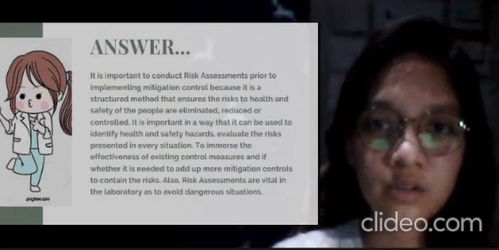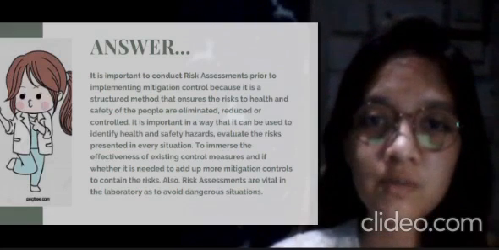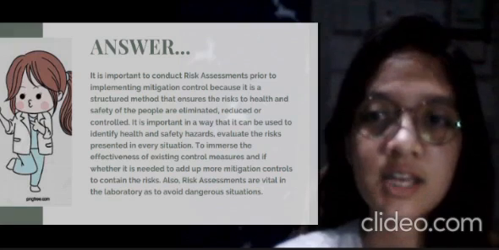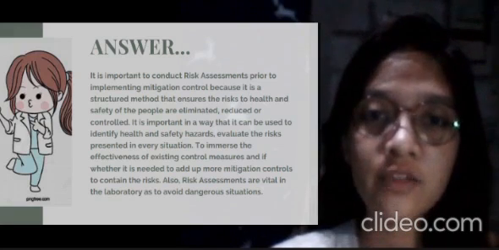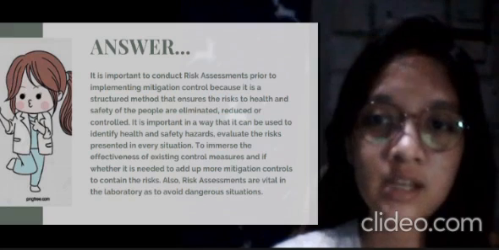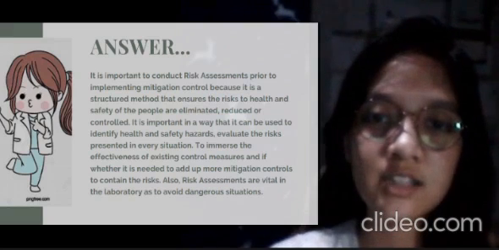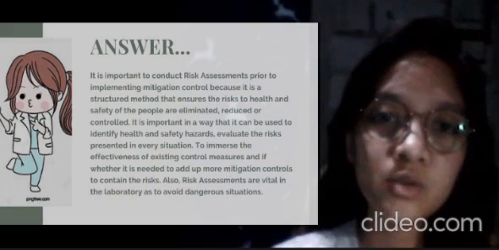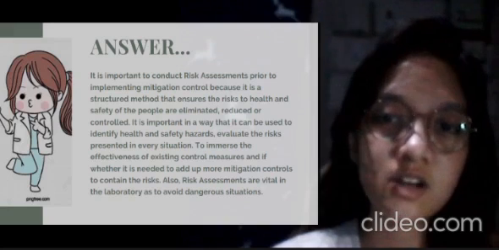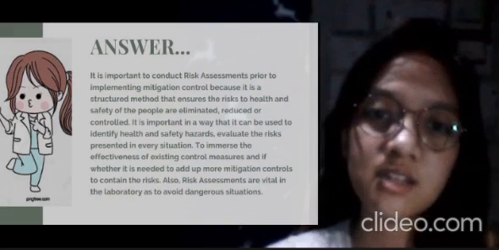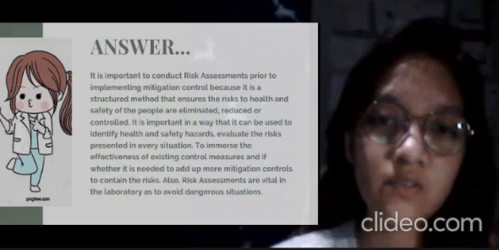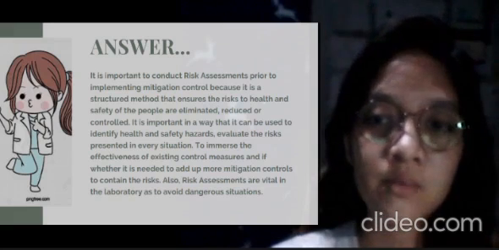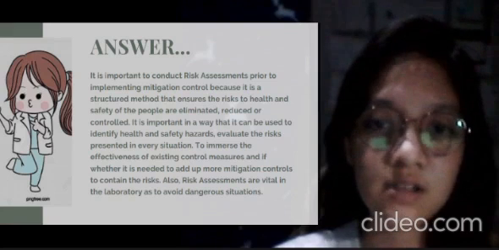It is important to conduct risk assessments prior to implementing mitigation control because it is a structured method that ensures that risk to health and safety of the people are eliminated, reduced, and controlled. It is important in a way that it can be used to identify health and safety hazards, evaluate the risk presented in every situation. Also, it is to assess the effectiveness of existing control measures and whether it is needed to add more mitigation controls to contain the risks.